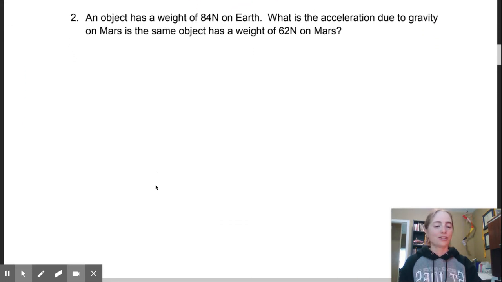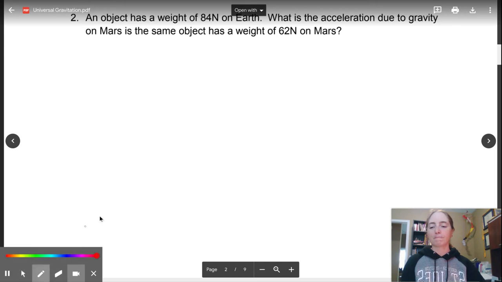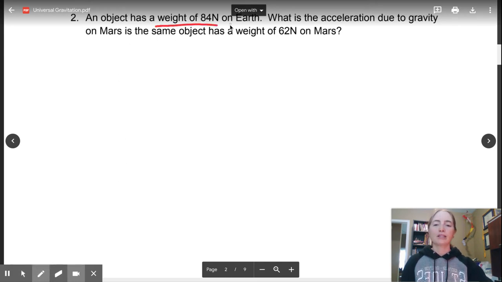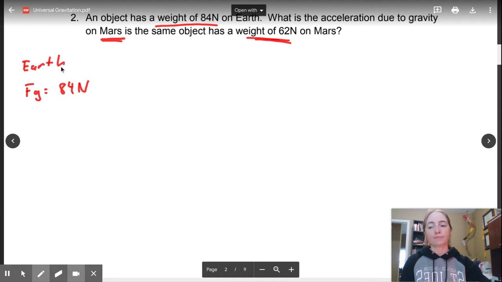Now, question number 2, ladies and gentlemen. An object has a weight of 84 newtons on Earth. Okay, so Fg, 84 newtons. What acceleration due to gravity on Mars will the same object have that has a weight of 62 newtons on Mars? Okay, well, we've got 2 sets of data here.